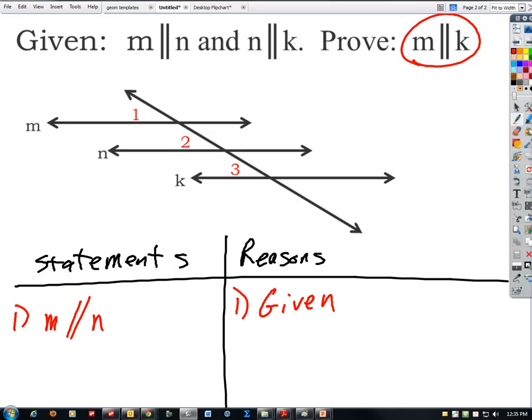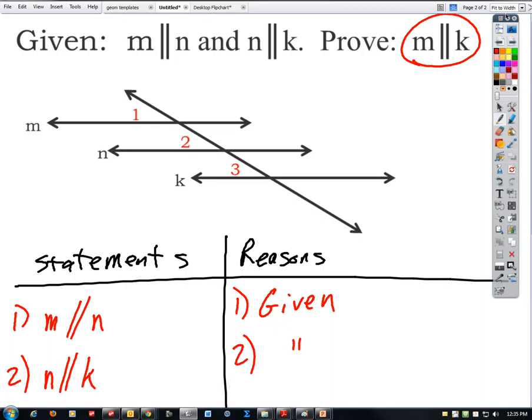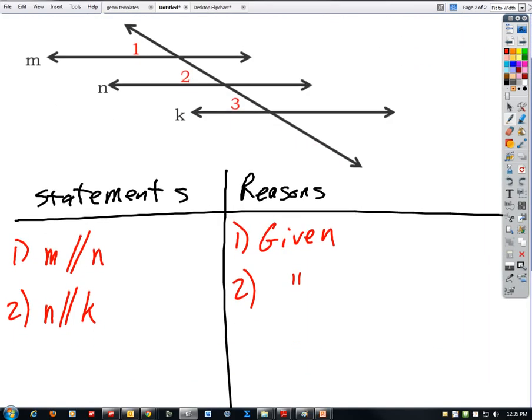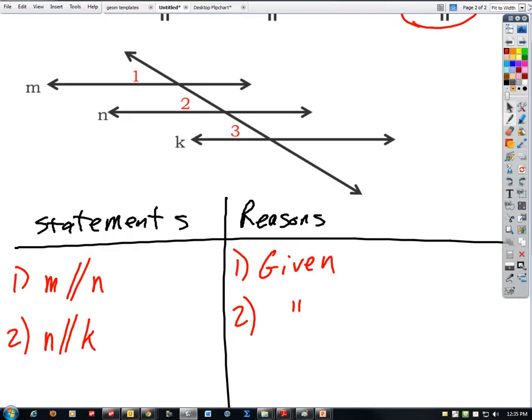What else? Yes. Okay. Yeah, so for step 2, the order might get mixed up a little bit from one person to the next, but we also at some point have to bring that up. So N is parallel to K, same reason, given. Okay. Now what? Now let's start marking this thing up as we go along here. What does that tell us? If I know that M is parallel to N, does that tell us anything interesting about that picture?